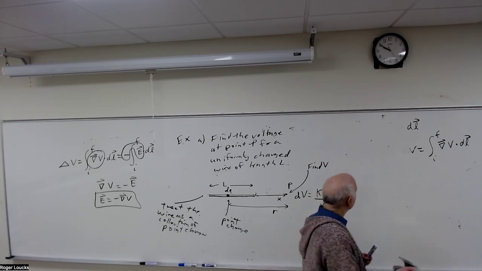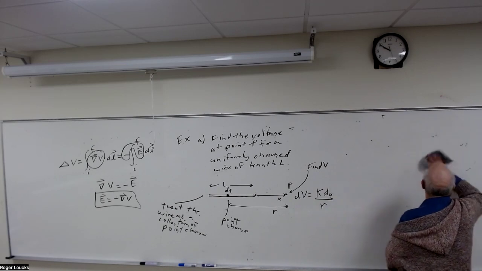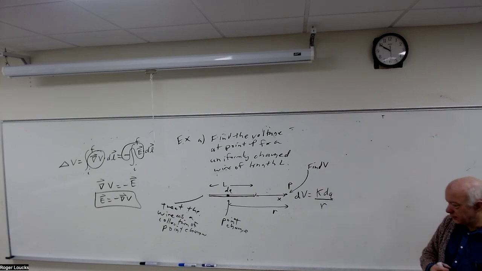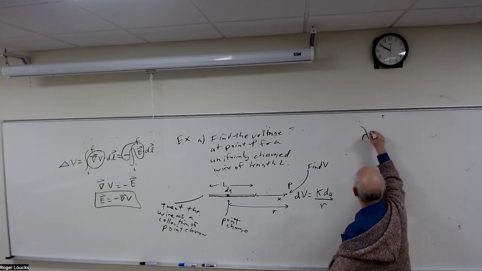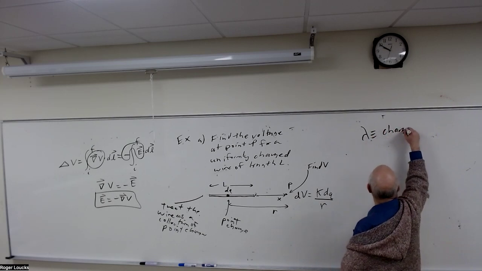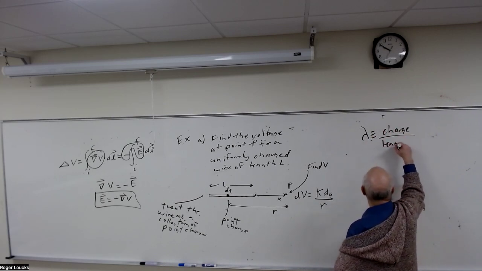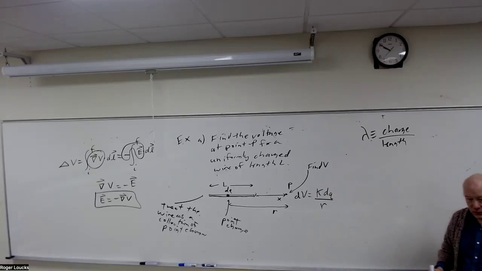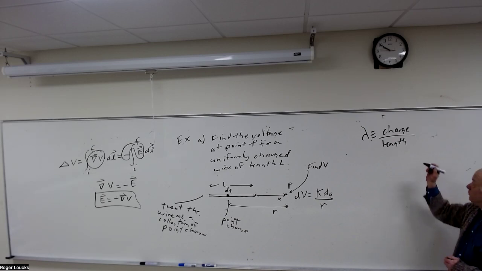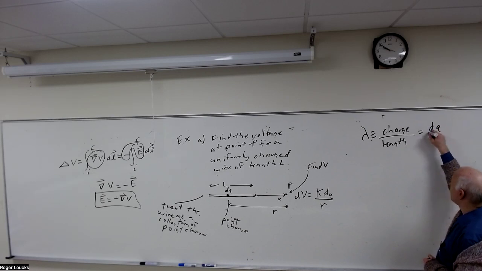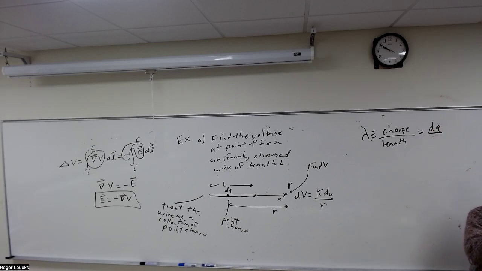Good. You're going to have our friend lambda. Lambda is by definition charge over length. Okay, you proceed. What is the charge for my little point charge? dQ. Over what width is that distributed? We introduced a new variable and we called it.